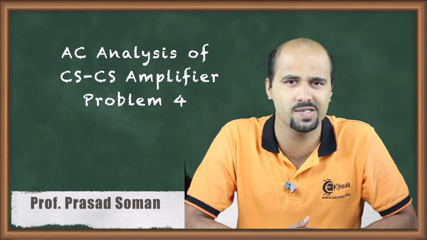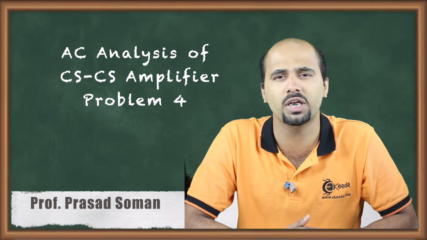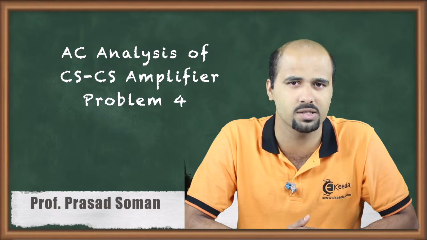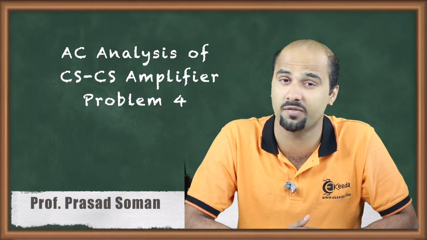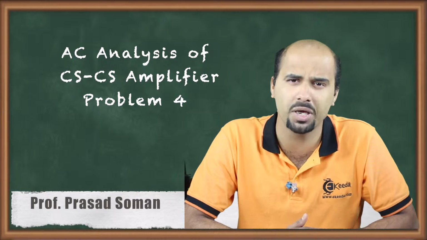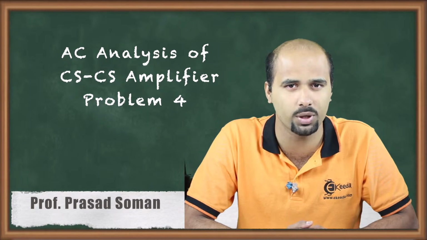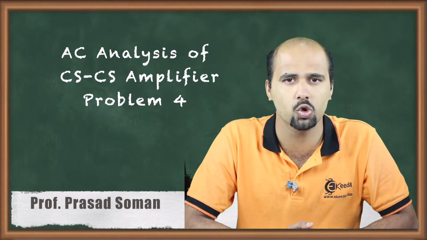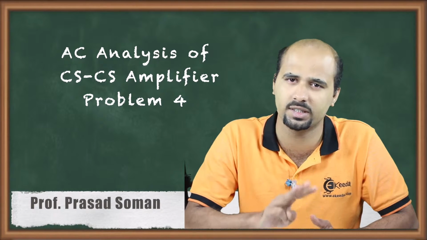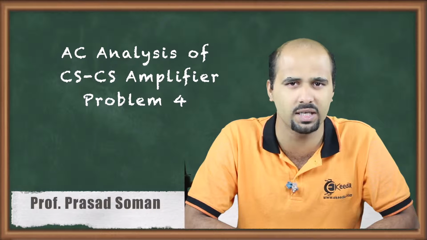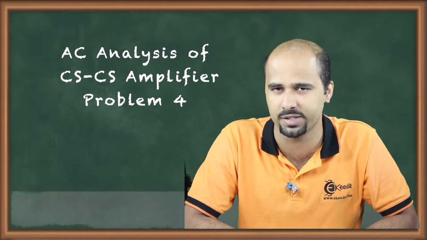So as far as CS-CS is concerned, we have to deal with field effect transistor where your current gain is infinite. So there will not be any question about what is the current gain. So basically you just have to calculate the three values. First is voltage gain, input impedance and output impedance.